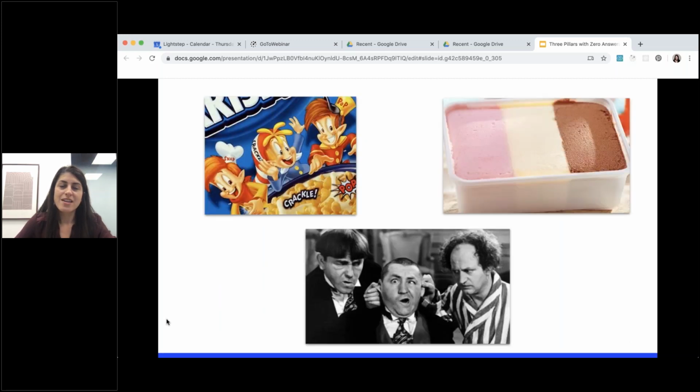So in Ben Sigelman's original talk, he talked about why people have latched on to this concept of 3 pillars, and one potential theory is that human beings really like to think of things in threes. You can see that the Rice Krispies have 3 different characters, there are 3 flavors of ice cream that are super common, and the 3 Stooges gained a lot of popularity.